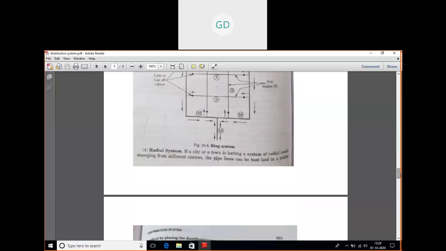Okay, so here what happens? Let me show you the diagram. This is your radial system. Here the distribution reservoirs are kept at the midpoint of the blocks. You can see these are the blocks. This is one block, two block, three block, four block. So here your distribution reservoirs are placed at the center.